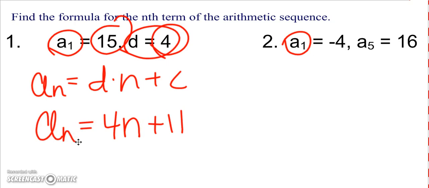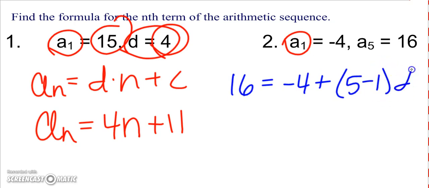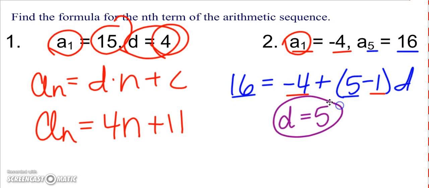This next one, we're going to use what we did in the last one a little bit. So I'm going to say 16 equals negative 4 plus 5 minus 1 times d. So 16 and 5 correspond. Negative 4 and 1 correspond. We're running out of time, so we're going to go quick. If you solve this for d, d is equal to 5.